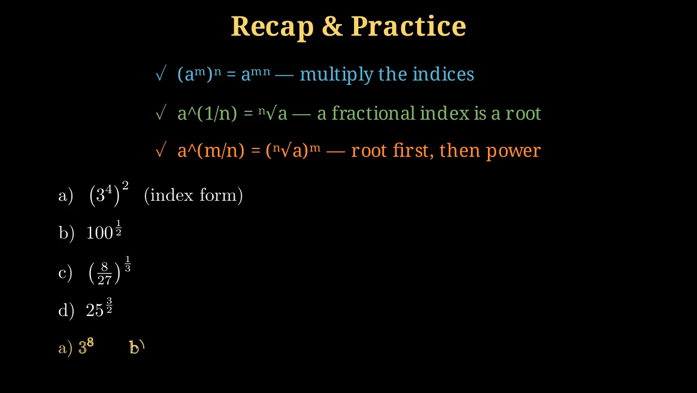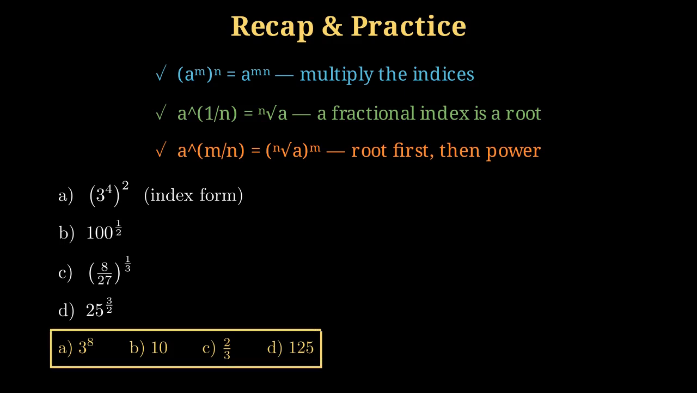Answers. A. Multiply the indices. 4 times 2, 3 to the power 8. B. The square root of 100: 10. C. Cube root of the top and the bottom: 2/3. D. Square root of 25 is 5. Then 5 cubed: 125. Well done.